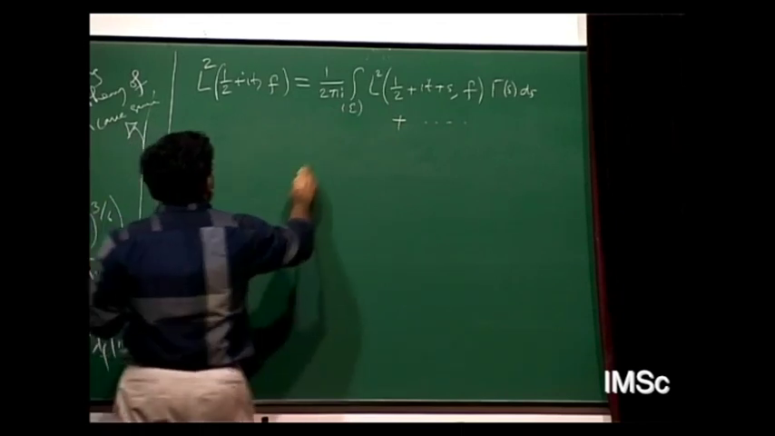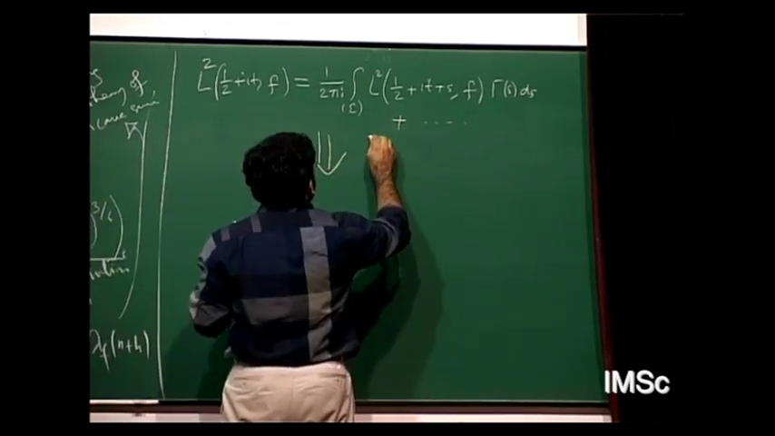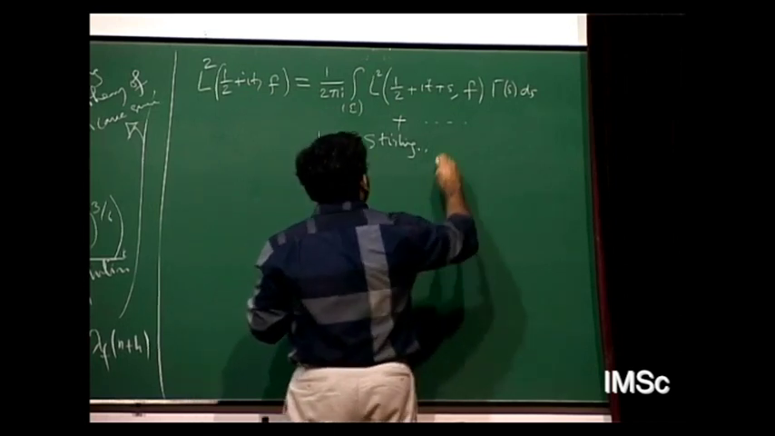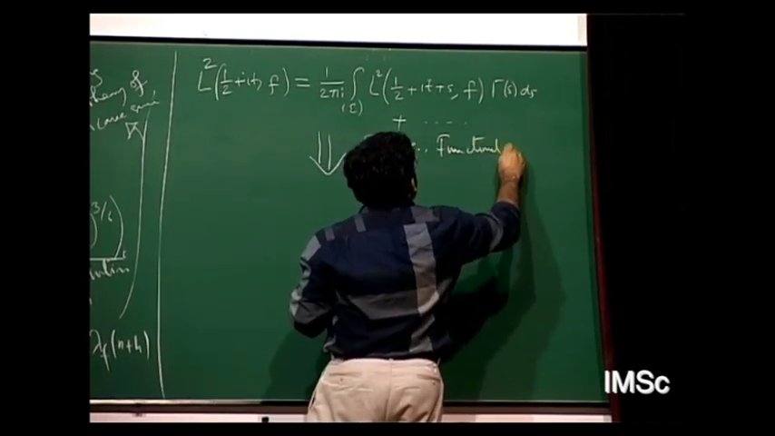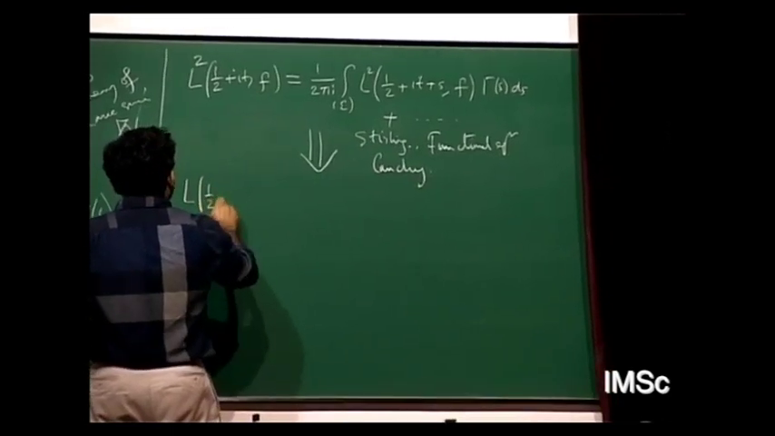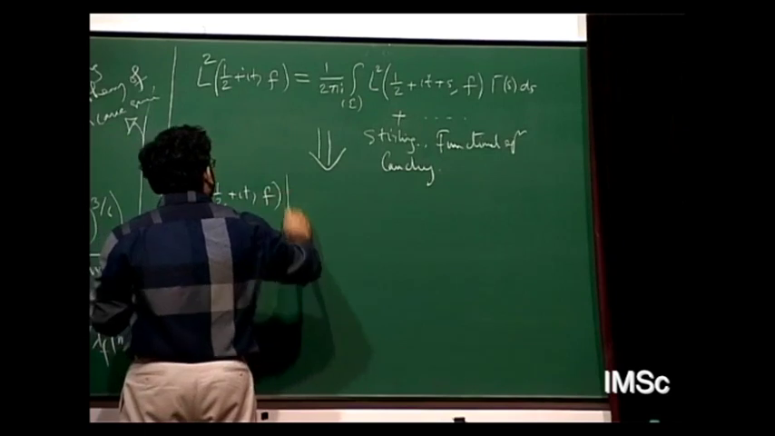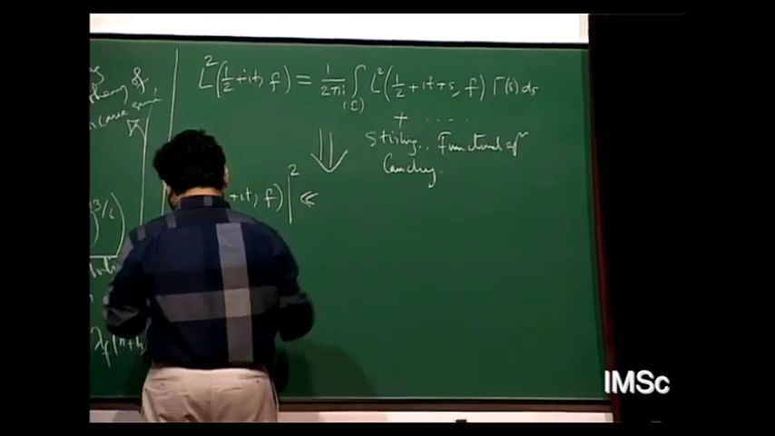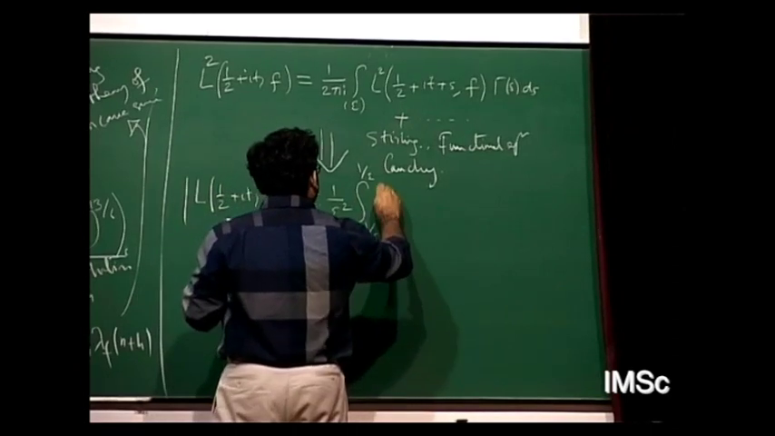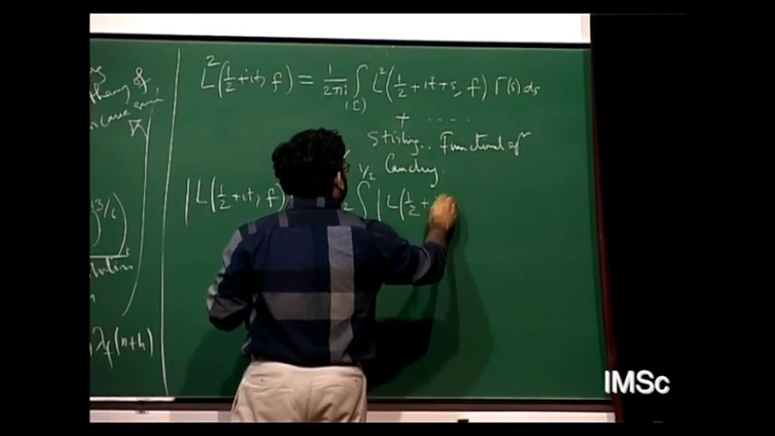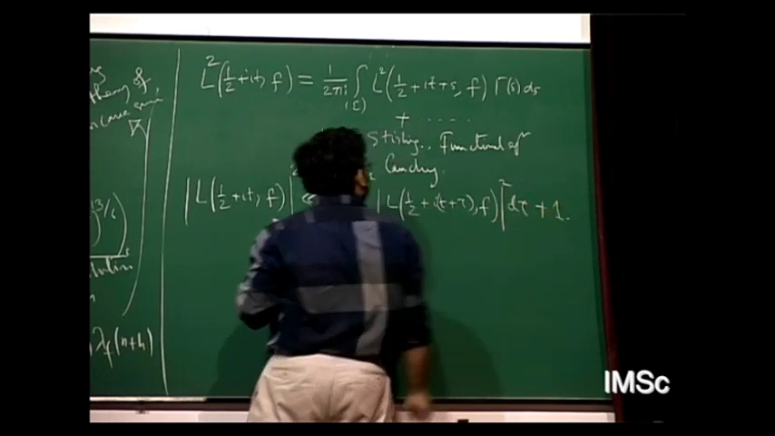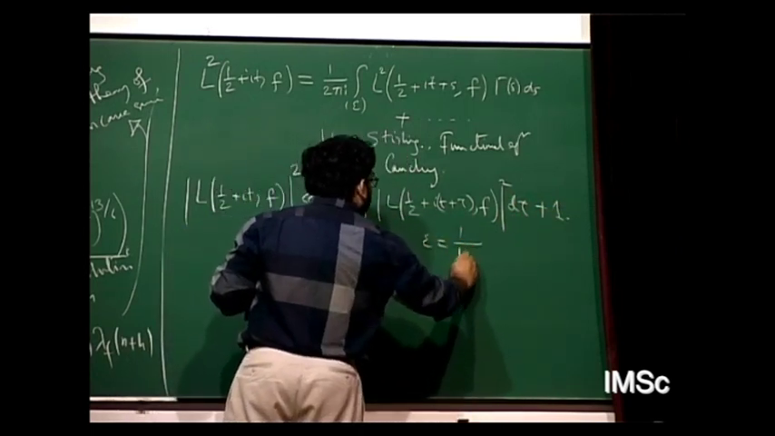And from here, using things like Stirling to take care of the gamma function, and what else? You need the functional equation, and finally Cauchy. You end up with an expression of the form that the absolute value of L(1/2 + it, f) squared is bounded by 1/epsilon squared, times an integral from -1/epsilon to 1/epsilon of the absolute value of L(1/2 + it + tau, f) squared d tau, plus 1. Where epsilon is like 1 over log t.